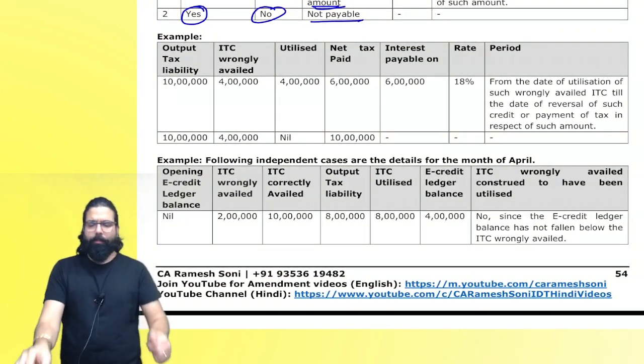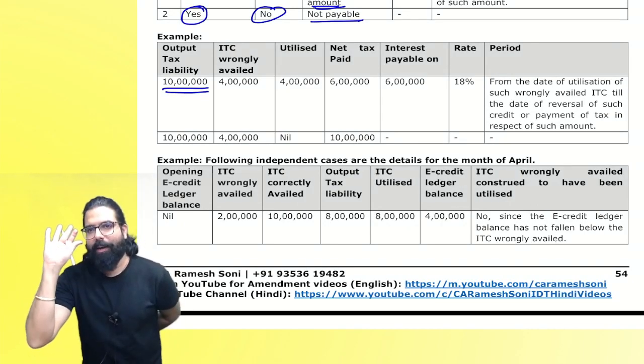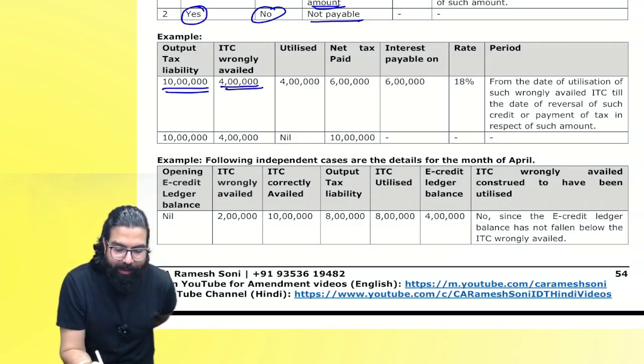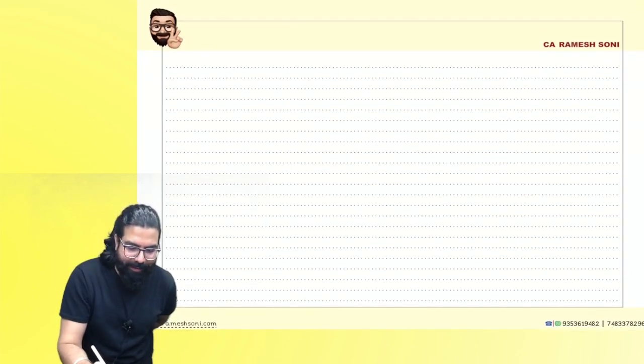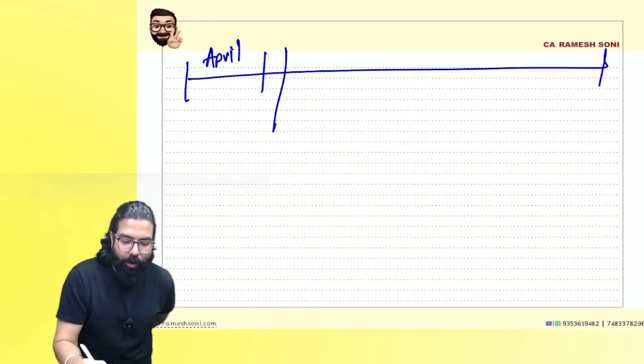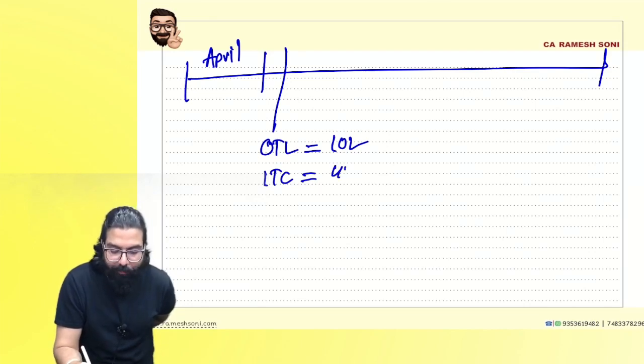Everyone here. Output tax liability of a month is 10 lakh. People, output tax liability is how much? 10 lakh. I went ahead and filed my GSTR-3B for one month, for the month of April, for example, okay? I told my output tax liability is 10 lakh. Input tax credit which I can actually take is only 4 lakh.